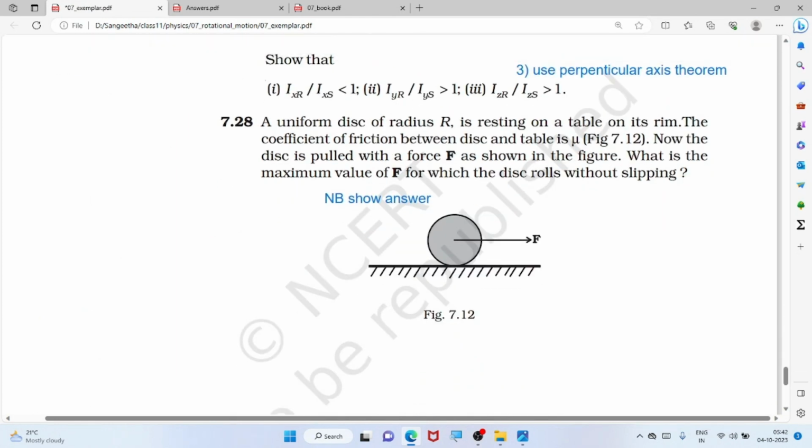A uniform disk of radius r is resting on the table. The coefficient of friction between the disk and the table is given. Now the disk is pulled with a force F. What is the maximum force for which the disk rolls without slipping?